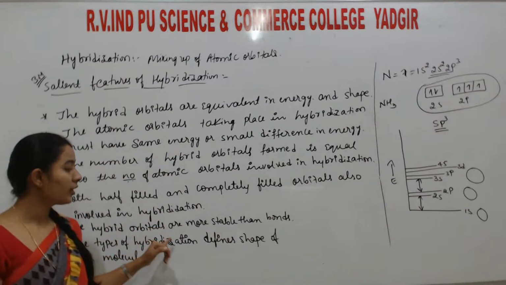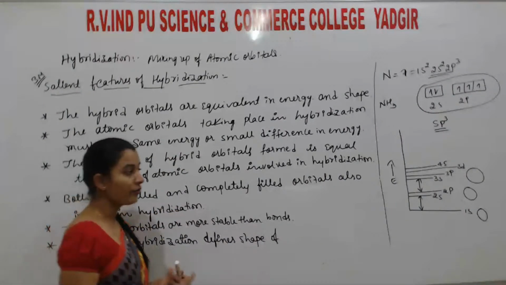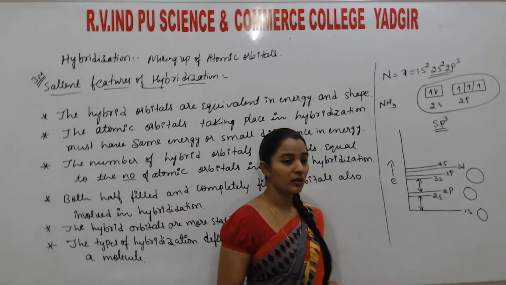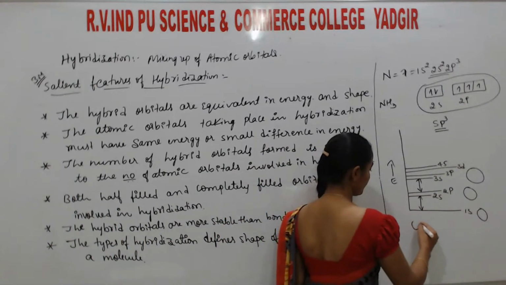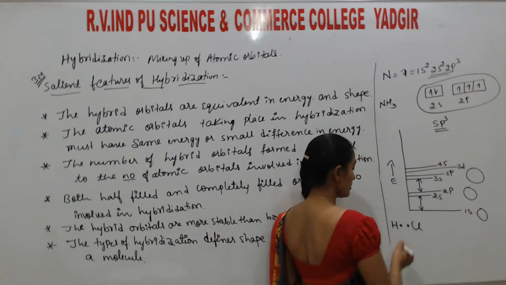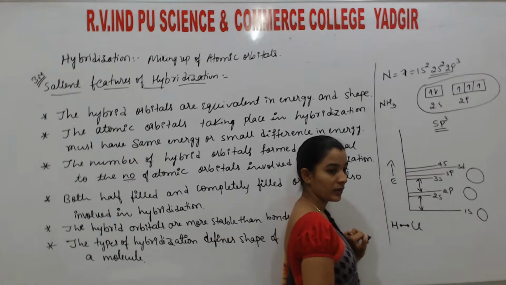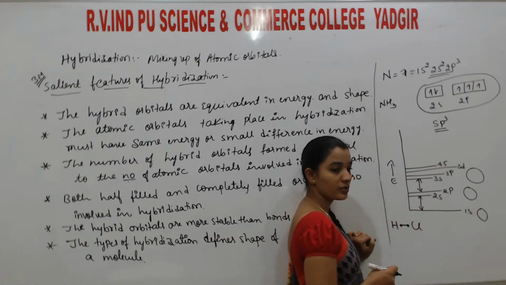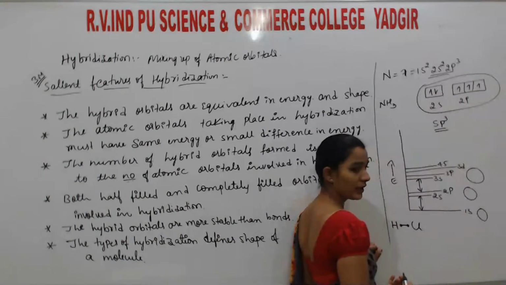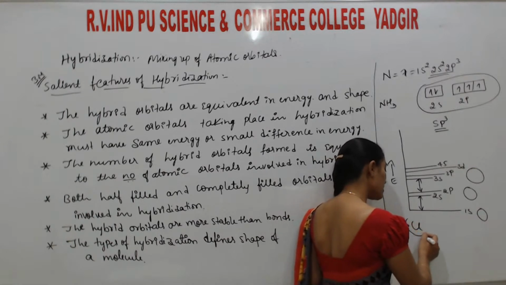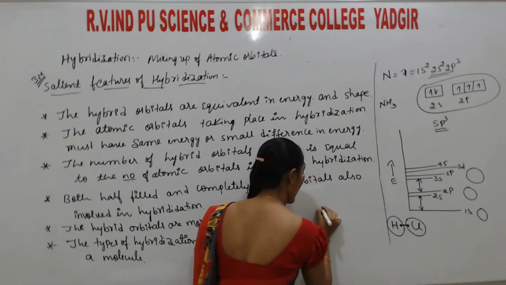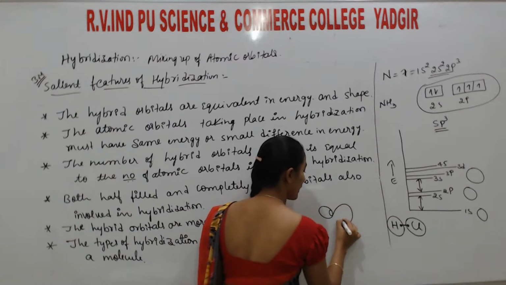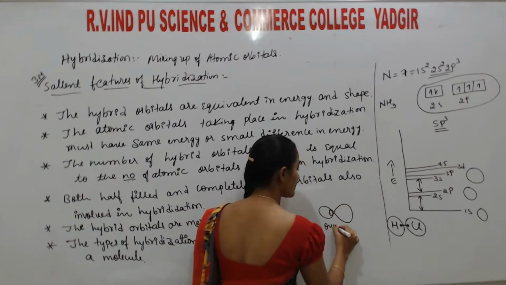So the fourth one. Next, the hybrid orbitals are more stable than bonds. Means the bond is formed either by sharing an electron or by transferring an electron. For example, you take HCl. Okay, so here bond formation takes place. Here what happens? Either a complete transfer of an electron from hydrogen to chlorine takes place, or simply a sharing of an electron takes place. Here the orbital of chlorine is with the chlorine only. The orbital of hydrogen is with hydrogen only. How does the overlapping take place? Hydrogen has an s orbital, Cl has a p orbital. Here only overlapping takes place.